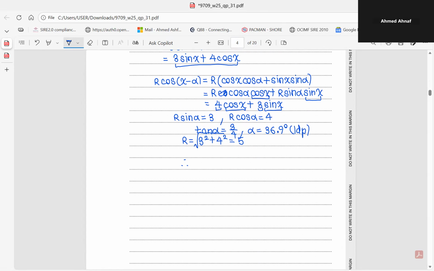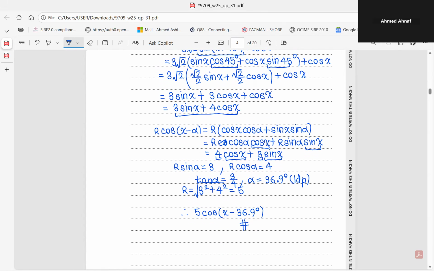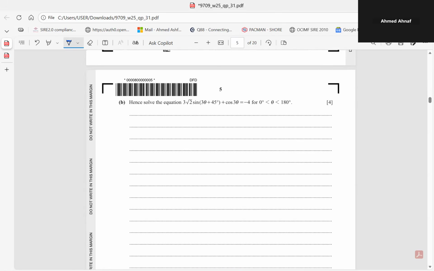And therefore, our final answer is 5 cosine bracket x minus alpha, so x minus 36.9 degrees. So yeah, this would be our final answer for the first part of this question. Let's head on to the next part.